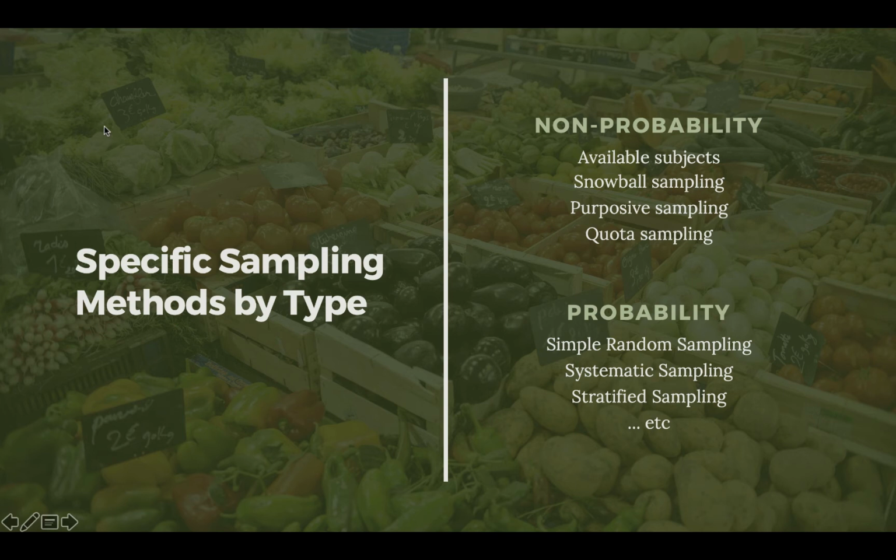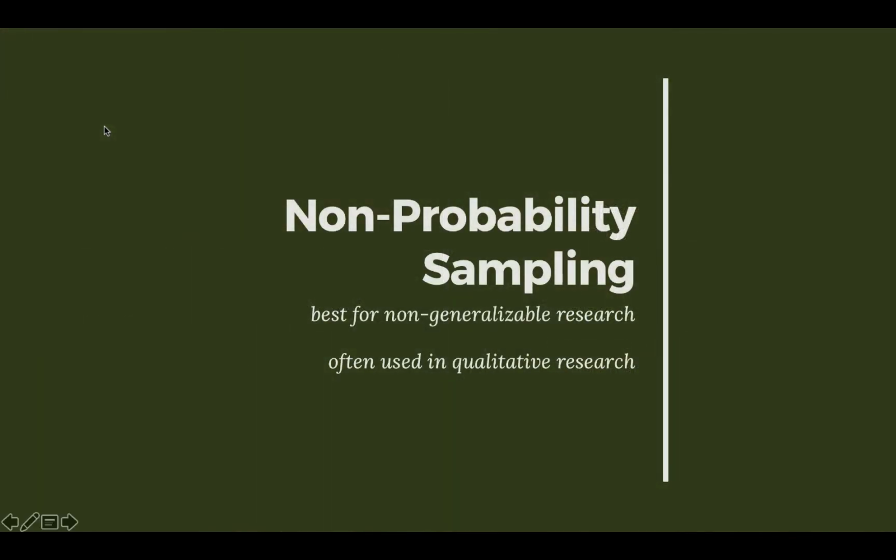In probability sampling, we see simple random sampling, systematic sampling, and stratified sampling. There are tons of other sampling techniques, but this just gives you a brief overview of what they look like. Again, non-probability sampling is best for non-generalizable research, often used in qualitative research.